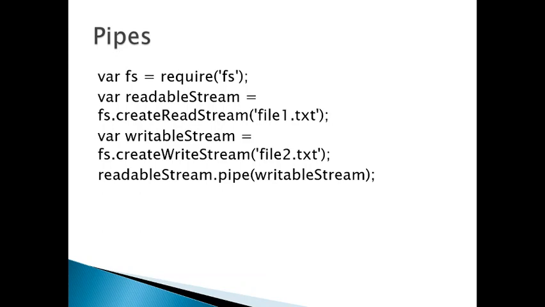We are requiring fs, creating a readable stream, and creating a writable stream. We are opening one file to read and another file to write. Then readableStream.pipe, we are piping this file into the writable stream. So it will copy all the content of this file into that file. So a copy function is so simple. By writing these 3 lines, you can copy a huge file into another file without overloading the memory. This is so simple.